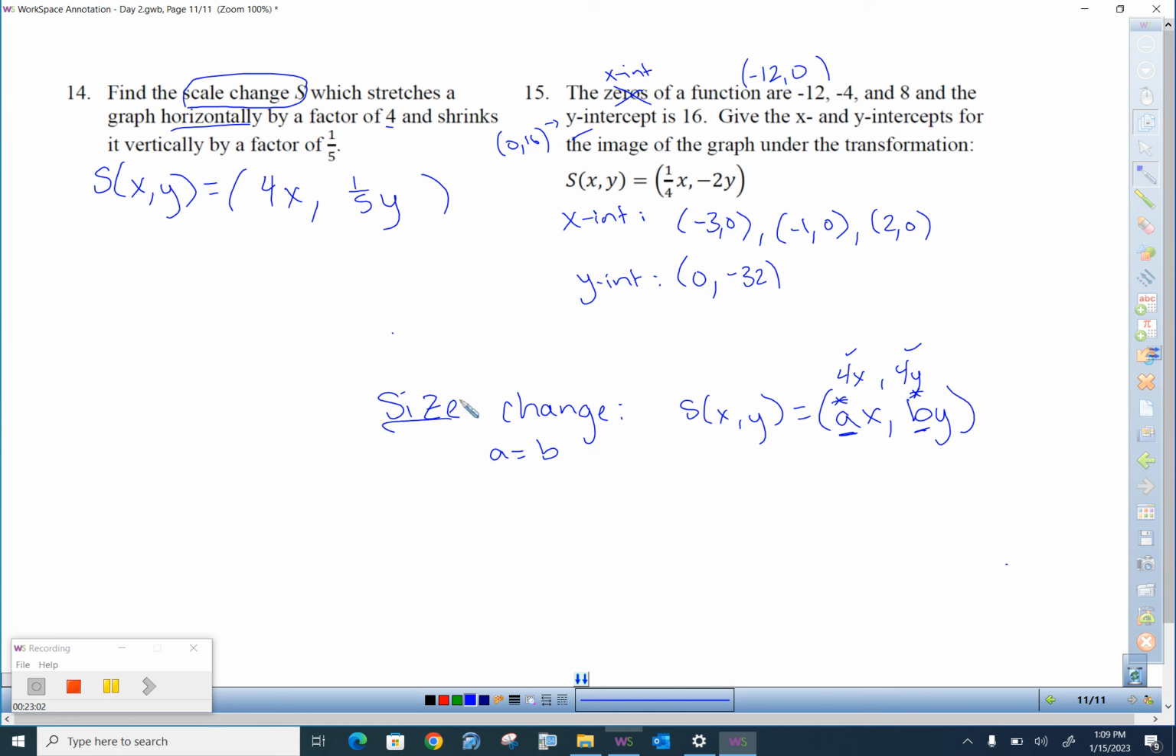Okay, so you have one question that asks about a size change, and that should be helpful for it. If you have any other questions on the homework, as always, feel free to come in to ask questions.